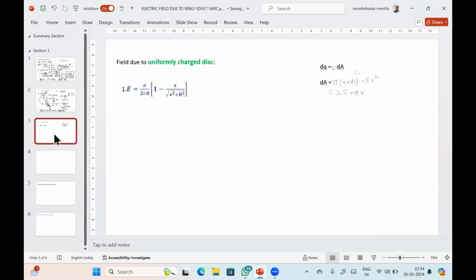So now we are going to the disc. A disc is a two-dimensional lamina. So consider a disc like this, a disc of radius r. At a distance x from the disc, there is a point P. At this point P, one unit charge is placed. I need to find the field at this point, at distance x from the center of the disc.